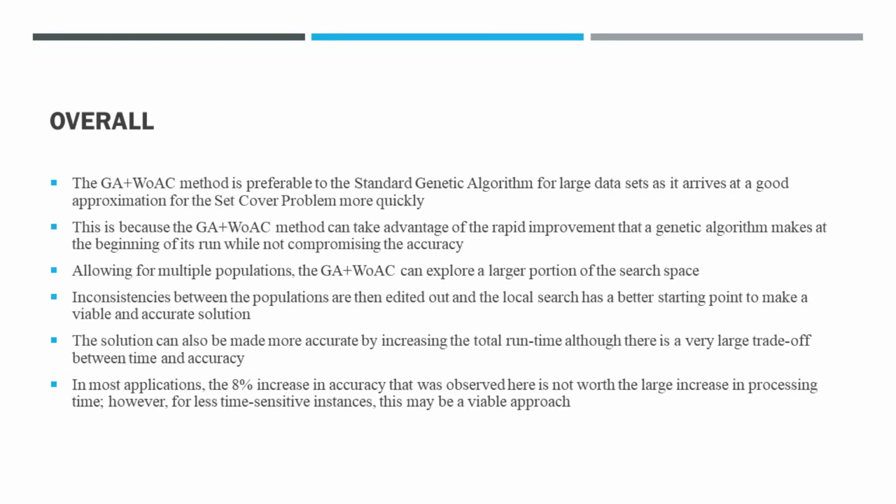Allowing for multiple populations, the genetic algorithm with wisdom of artificial crowds can explore a larger portion of the search space. Inconsistencies between the populations are then edited out, and the local search has a better starting point to make a viable and accurate solution. The solution can also be made more accurate by increasing the total run time, although there's a very large trade off between time and accuracy. In most applications, the 8% increase that we observed in accuracy is not worth the large increase in processing time. However, for less time sensitive optimization instances, this may be a viable approach.